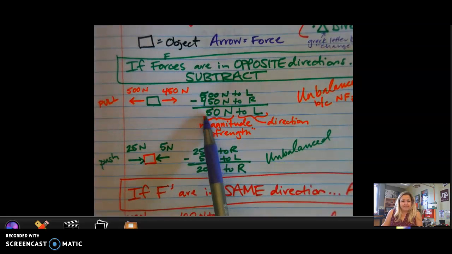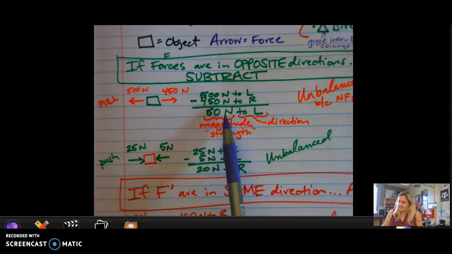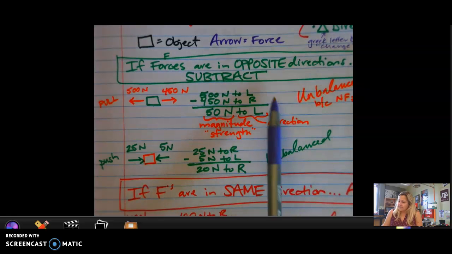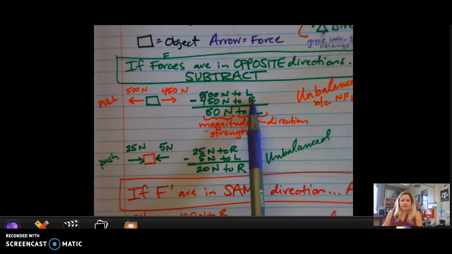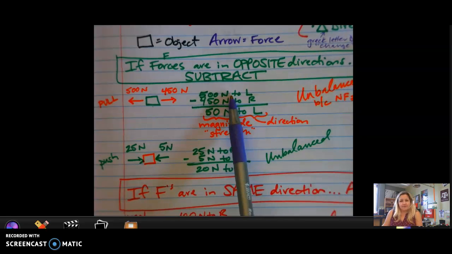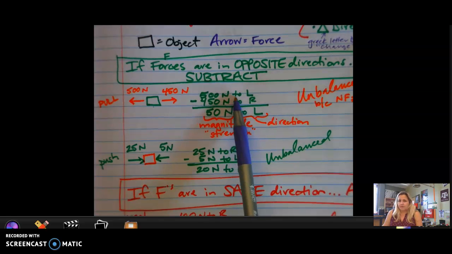The subtraction part's the easy part, but remember, no naked numbers, so you have to put your unit. And then look to see which one of those was bigger. Like if this was tug of war, which team's going to win? So this one is to the left because the 500 Newton was a larger force.